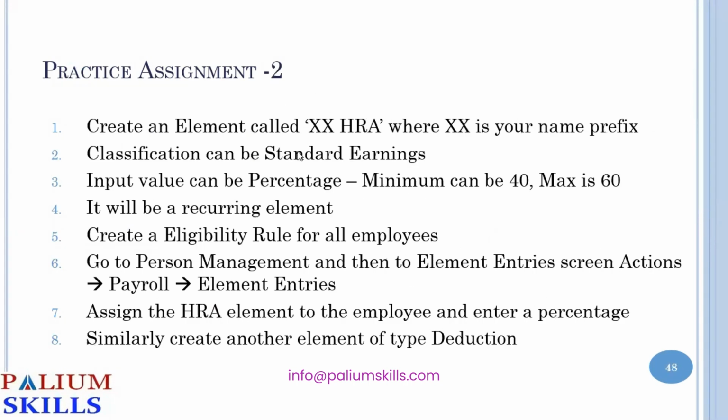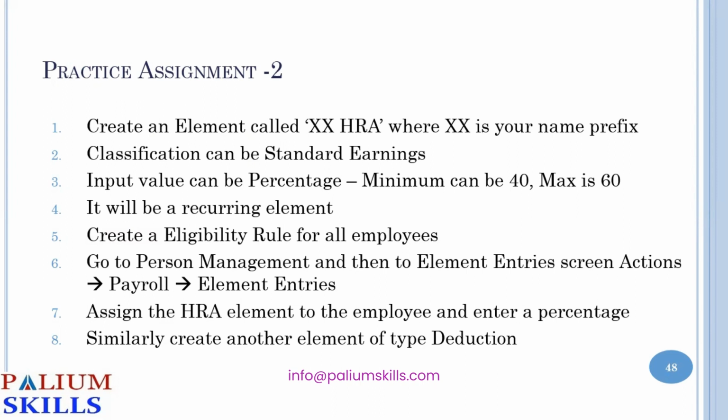Practice 2 is we'll create an HRA element where HRA input value will be percentage. Minimum will be 40, maximum is 60. Between 40 and 60, it will not allow you to enter anything outside the range. And you will create an eligibility rule for all employees. All elements for now created for all employees, because if you define something, then you will have to ensure that it is fulfilled. Assign the HRA element to the employee and enter a percentage.